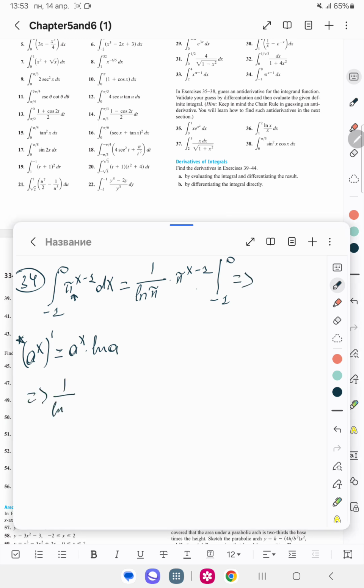So 1 over ln pi is a constant, times pi to the power of 0 minus 1 minus pi to the power of minus 1 minus 1. 1 over ln pi times pi to the power of minus 1 minus pi to the power of minus 2, and you can keep it like this, it is fine.